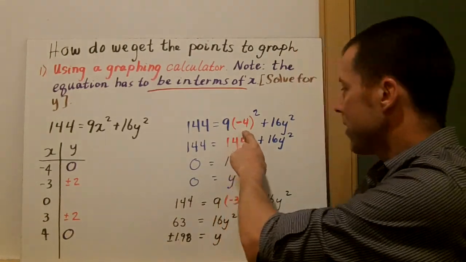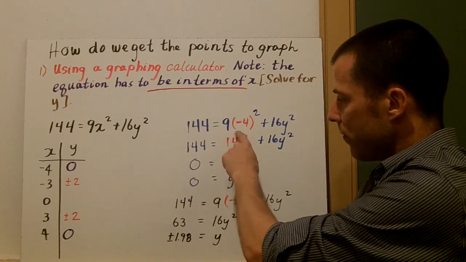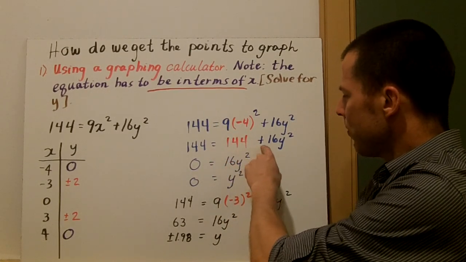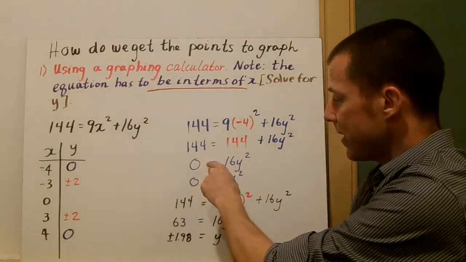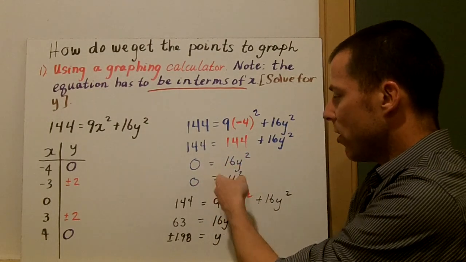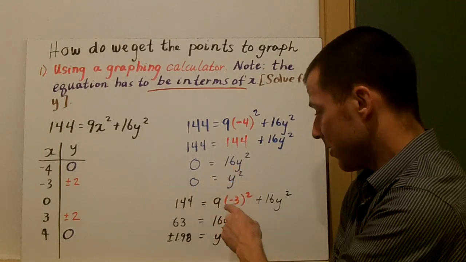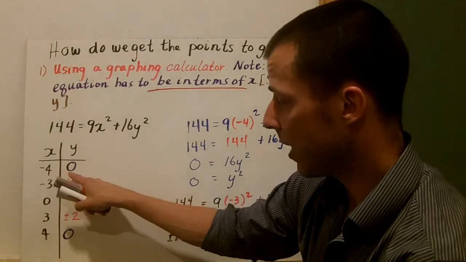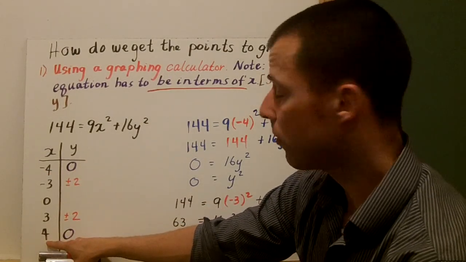I'm picking that x. So what happens here is I have 144 equals 144, plus 16y squared. So I subtract 144 from both sides, I get 0, and so I know I'm going to get 0 for my answer. Divide each side by 16, the square root of 0 is just 0, and that's how we have 0. Same thing will happen if we plug in 4, okay?